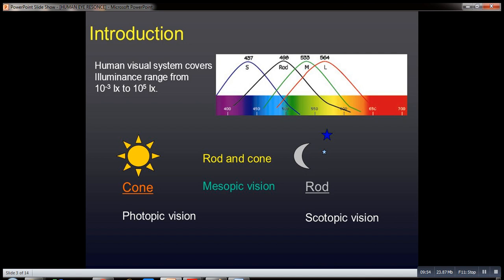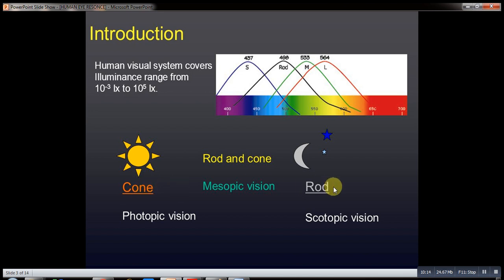This slide shows us the regions of the human receptors. In this region, where it is a shining day, the cones will work for a high level of radiation.